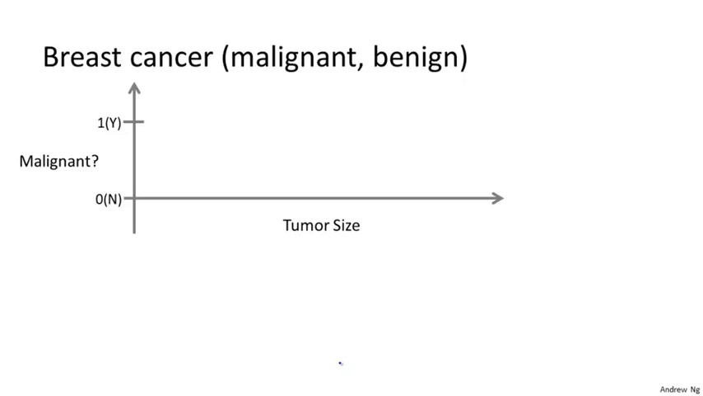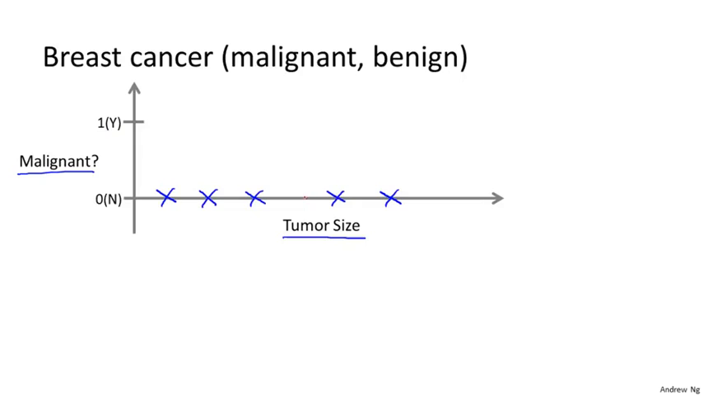Let's say you collect a data set, and suppose in your data set you have on your horizontal axis the size of the tumor, and on the vertical axis I'm going to plot 1 or 0, yes or no, whether or not these are examples of tumors we've seen before that are malignant, which is 1, or not malignant, or benign, which is 0. So let's say your data set looks like this, where we saw a tumor of this size that turned out to be benign, one of this size, one of this size, and so on.